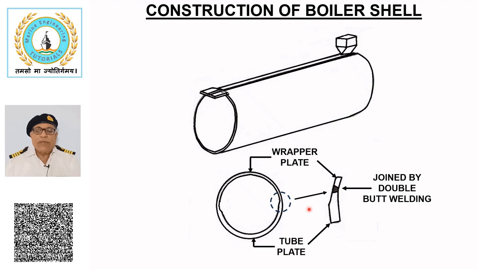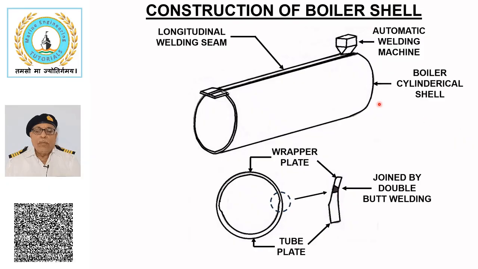This sketch illustrates the construction stage of large water-tube boiler shell, which consists of two plates, a wrapper plate and a tube plate, joined by double butt welding. The boiler shell is formed by welding the rolled sheets, preferably using specialized techniques such as electroslag welding.